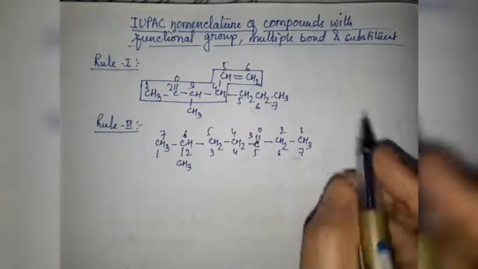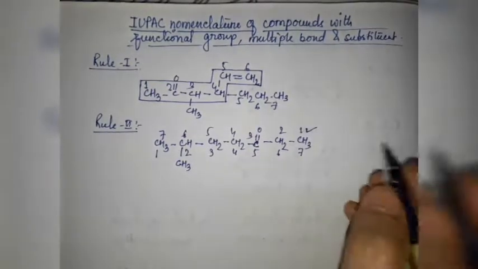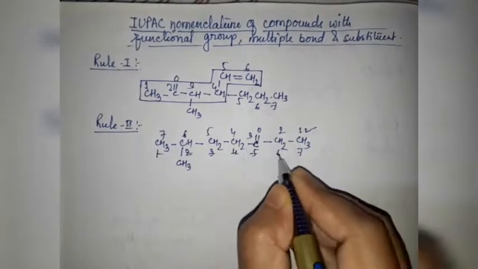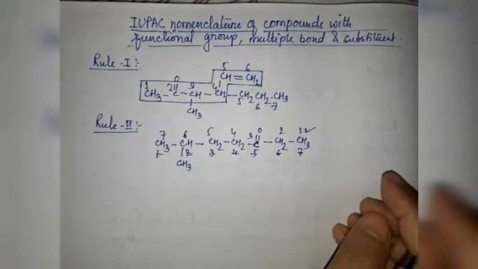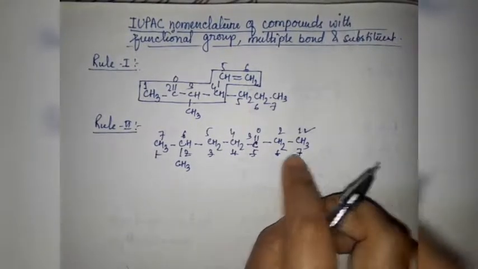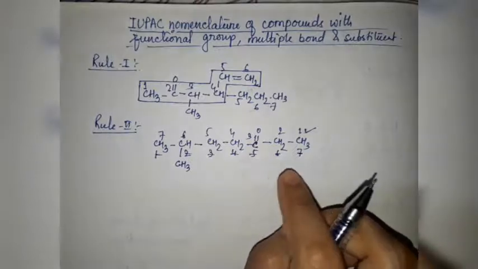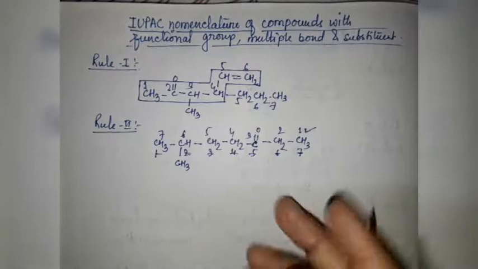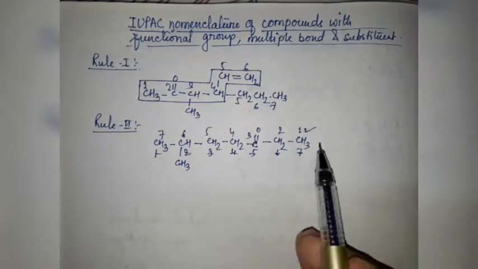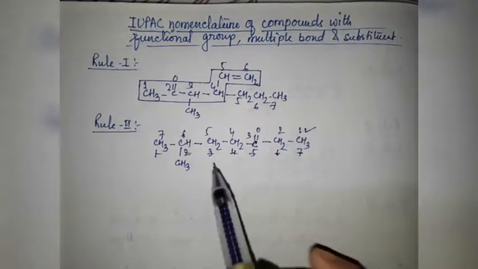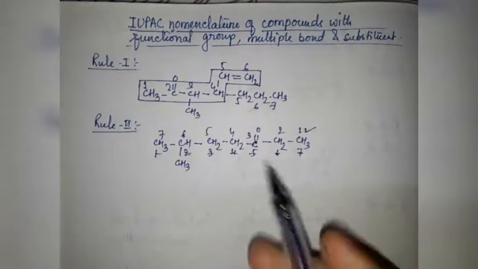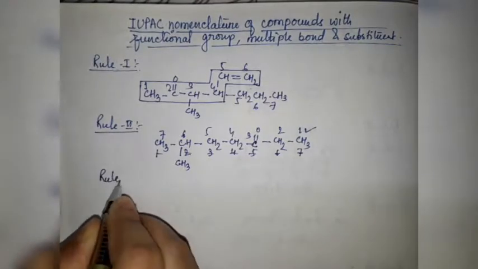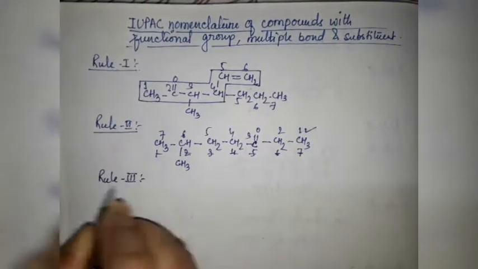So we have to take the right-side numbering according to rule 2 of IUPAC nomenclature, and the other one should be excluded. Okay, we have to take it even if it violates the lowest set of locants rule for the substituents. We have to consider the functional group only. We have to start the numbering from the side for which the functional group has the lowest number. Okay, so let's move on to rule number 3.